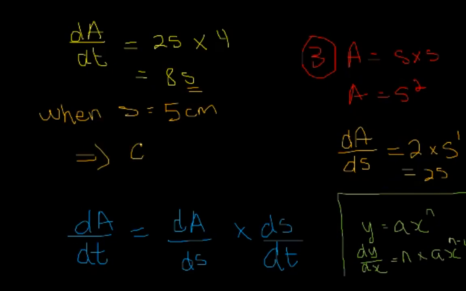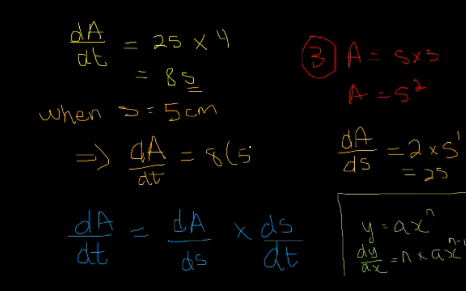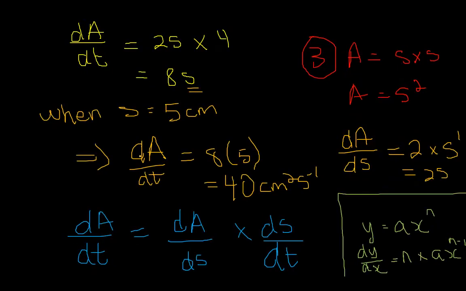So then you would say that dA on dt is actually 8 times 5, which is 40 cm squared per second. Why cm squared per second? Because if the length of this side is in centimeters, then the unit for the area would be centimeters squared. And then we know the unit for time is seconds. So centimeters squared divided by seconds would give me centimeters squared per second. Do you understand how I got that unit?